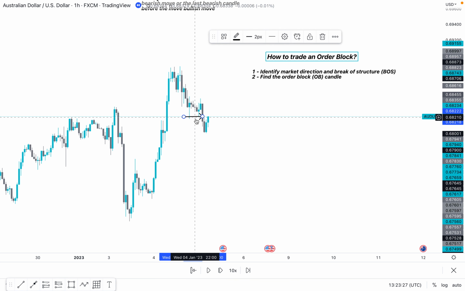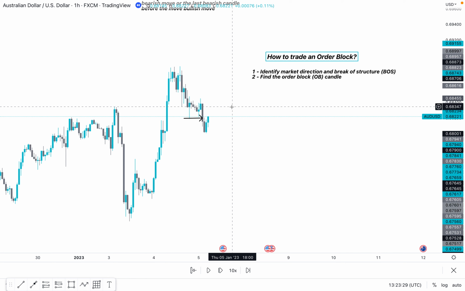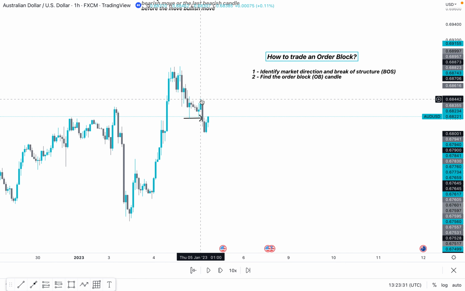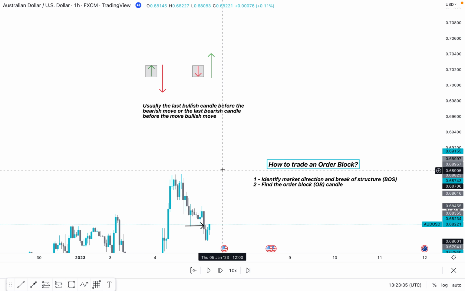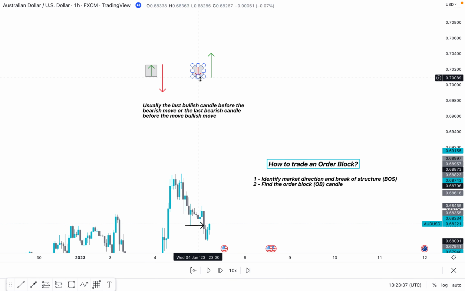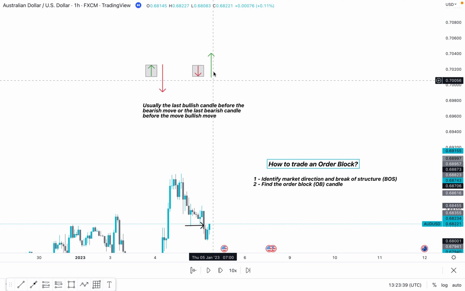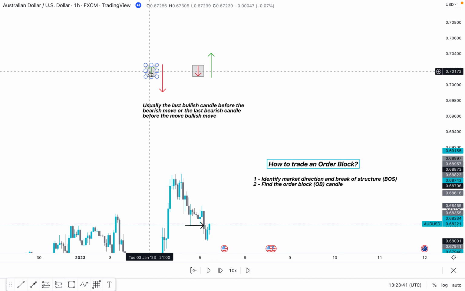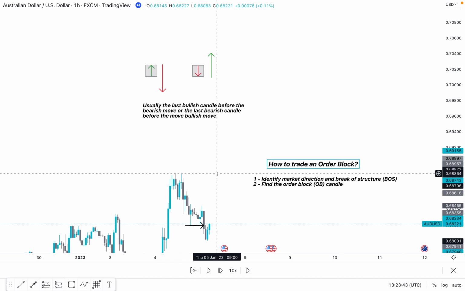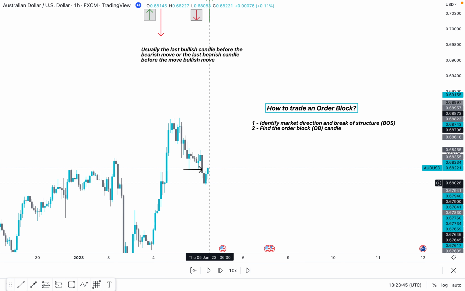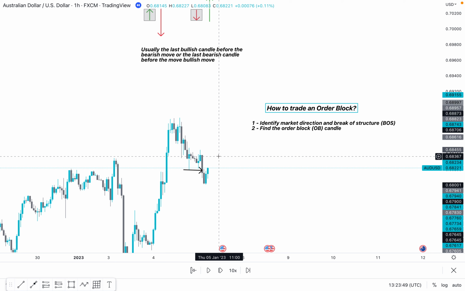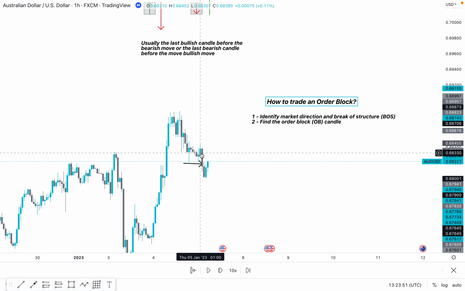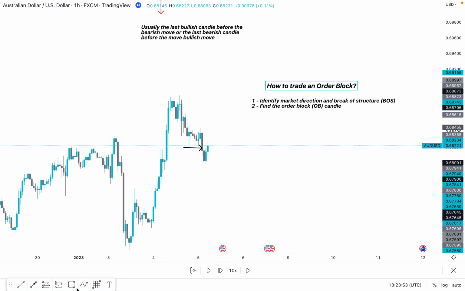Now we need to find out where the origin of this break of structure was, and that is what the order block is. So the order block candle, as we said, is the last bearish candle before the big bullish move, or the last bullish candle before the big bearish move. So we had a big bearish move here causing the break in structure, and what was the candle before the big bearish move? It was this bullish candle here. So that would simply be our order block.